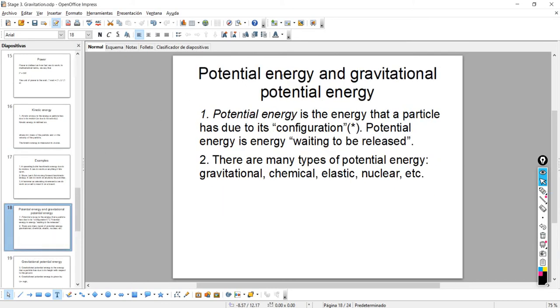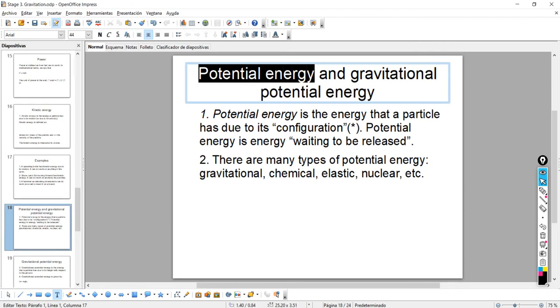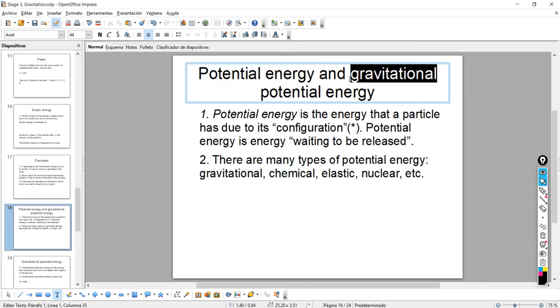Okay, now what is potential energy and what is gravitational potential energy? First of all, I need to tell you that potential energy is a wide concept. There are many types of potential energy, one of which is gravitational potential energy, and this is basically the only one that we're gonna study in detail. But let me tell you what potential energy is first. Potential energy is the energy that a particle has due to its configuration.